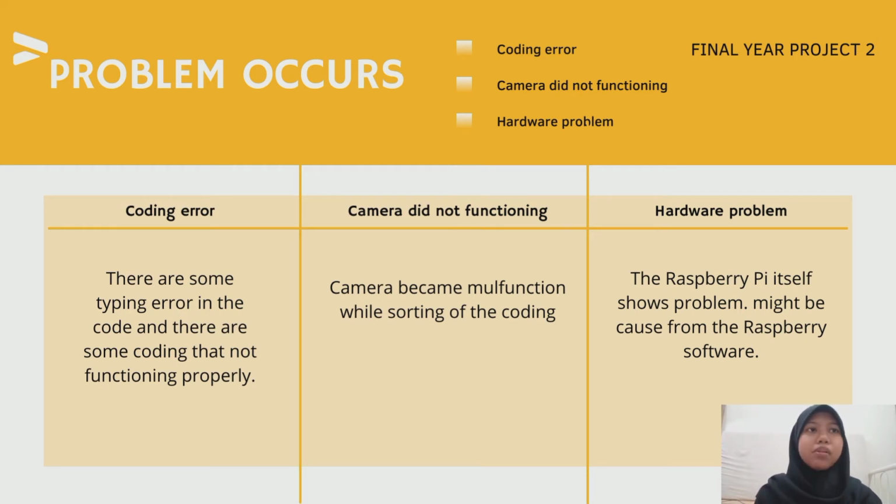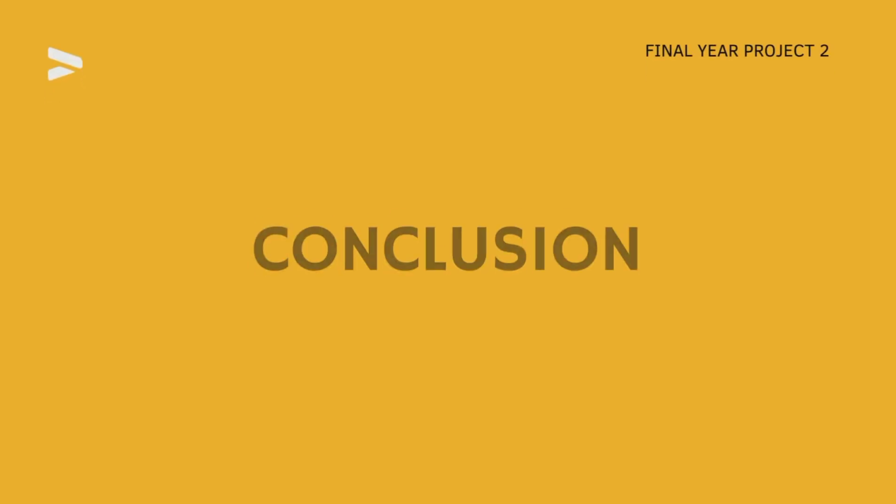For this problem, the first time we used the camera it functioned very well, but after we troubleshot some of the coding, the camera could not be used. Somehow it could not be displayed on the remote desktop. The solution for this problem was to use a new camera. The last problem is the hardware problem. The solution for this problem was that I had to replace the Raspberry Pi Zero W with the new Raspberry Pi 3.